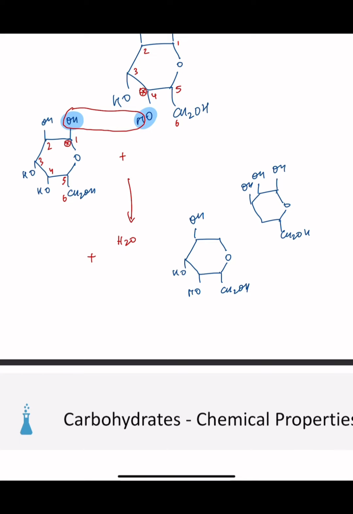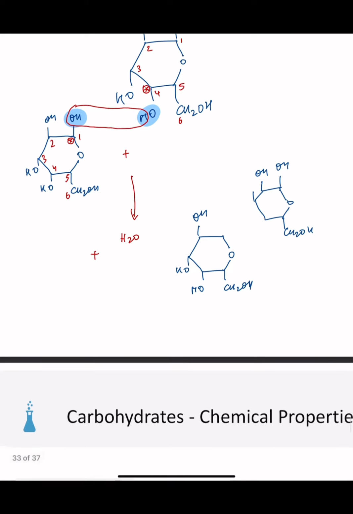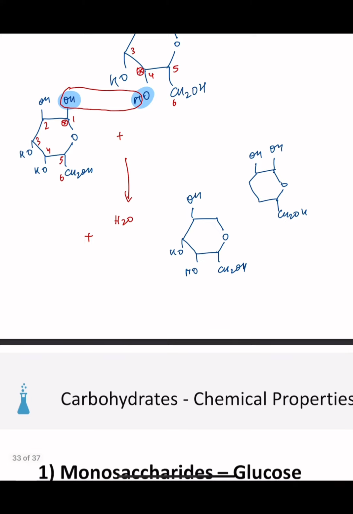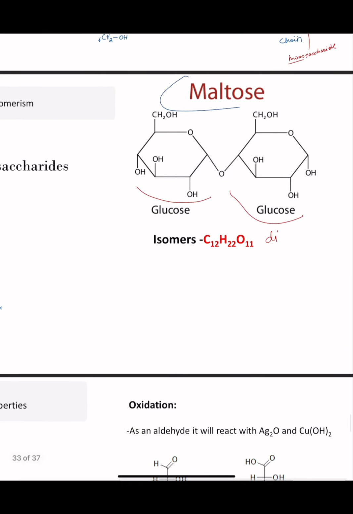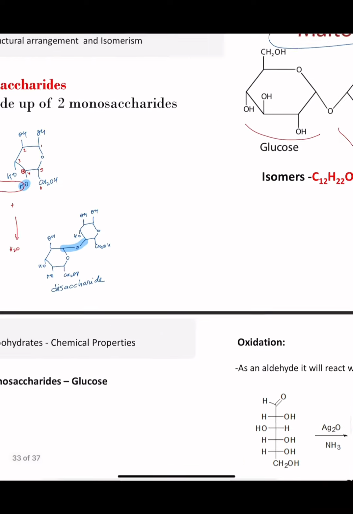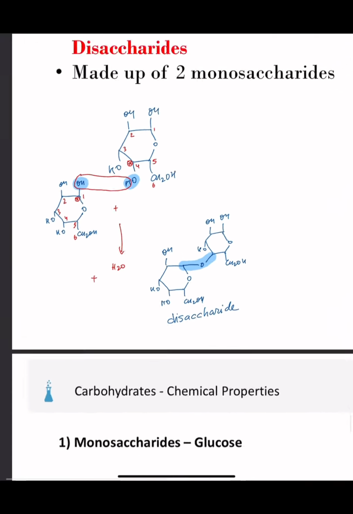So now look at this one. Okay, so this OH here, and I have here oxygen, and they are connected to each other. As you see, this is the bond that I made, and this is a disaccharide that is made from two monosaccharides made from glucose, and it is called maltose.